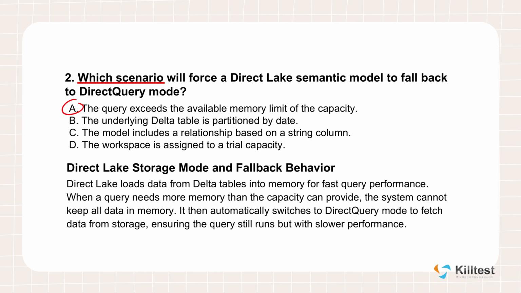What about option C? It mentions relationships based on a string column. Right. So while string relationships are heavier, and honestly, they aren't always ideal for performance compared to integer keys, a string relationship alone won't break DirectLake's memory loading and force a fallback. Okay, and option D. Being on a trial capacity, I feel like trial capacities always have weird limits. They do, but trial capacities fully support DirectLake. The trial status itself doesn't force a fallback, only the strict memory limits within whatever capacity you're using.